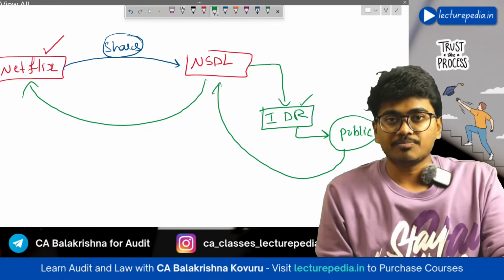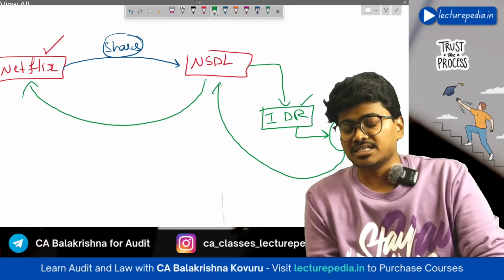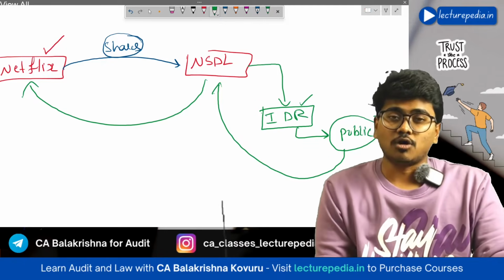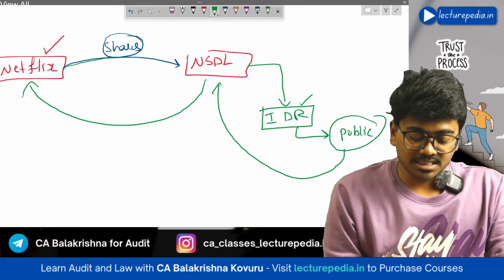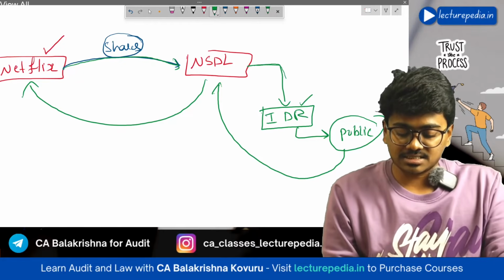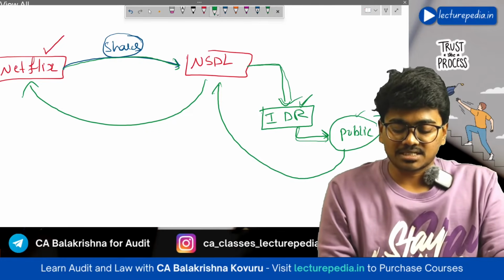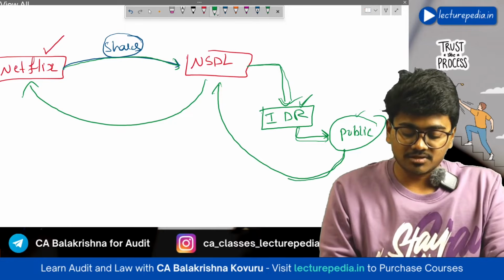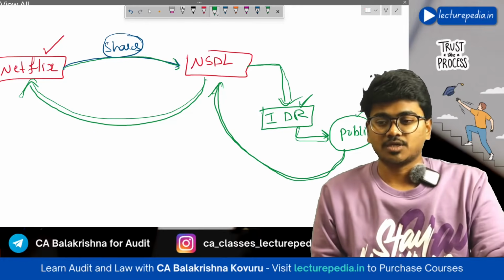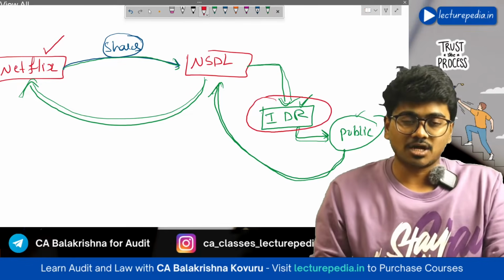Netflix wanted to raise money from the Indian market, but it cannot raise money by directly listing its shares in the Indian stock market because it is a foreign company. So it will deposit its shares with NSDL, and on behalf of these shares, NSDL will issue Indian depository receipts to the public. Once the public purchases these receipts, they will give money to NSDL. The same money NSDL will give to Netflix. So this way Indian depository receipts got generated.